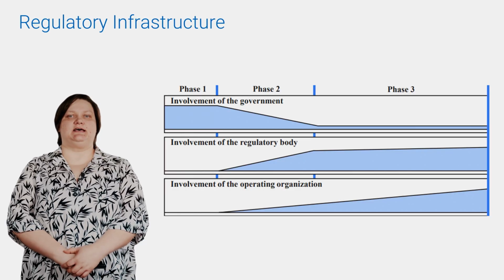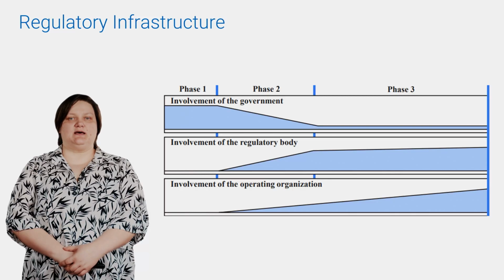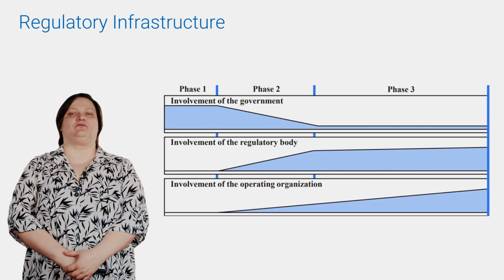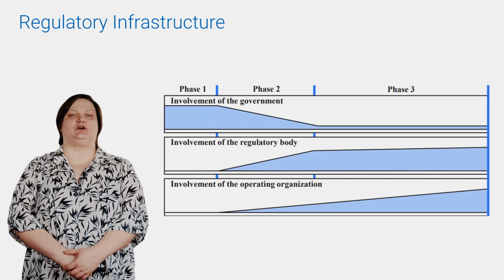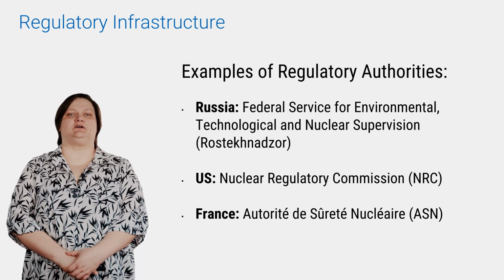International regulation. The International Atomic Energy Agency plays a key role in developing international standards and helping countries establish regulatory infrastructure. Conventions. For example, the Convention on Nuclear Safety sets out countries' obligations to ensure the safety of nuclear facilities. Examples of regulatory authorities: Russia's Rostekhnadzor, USA's Nuclear Regulatory Commission, France's Nuclear Safety Authority.